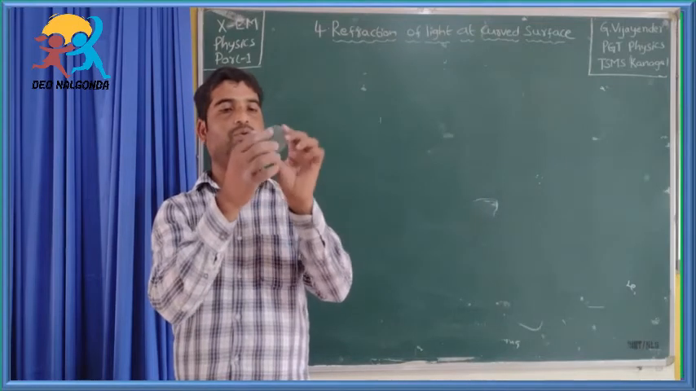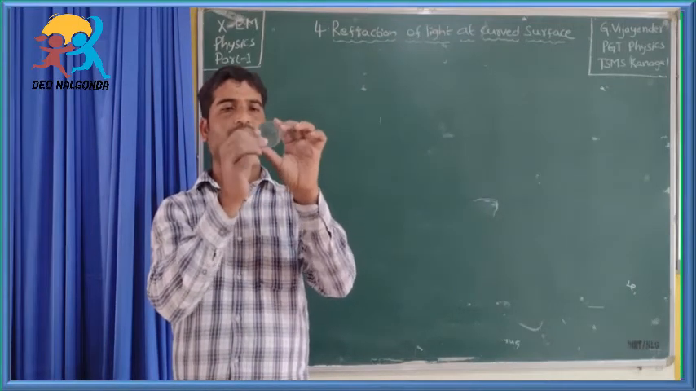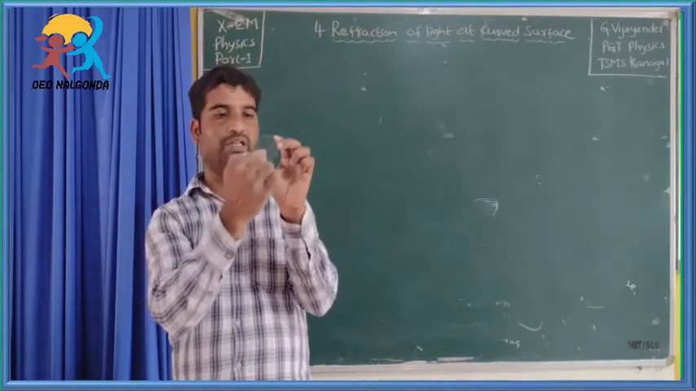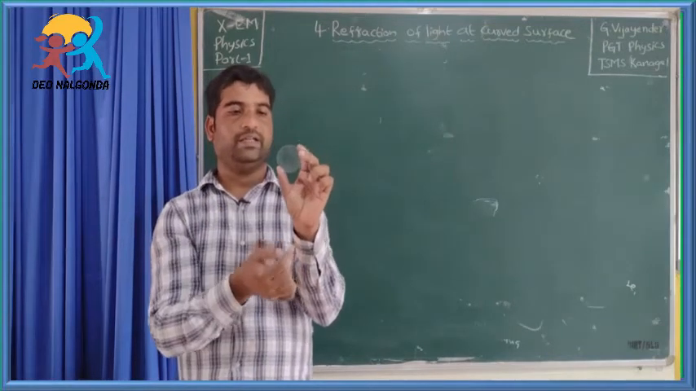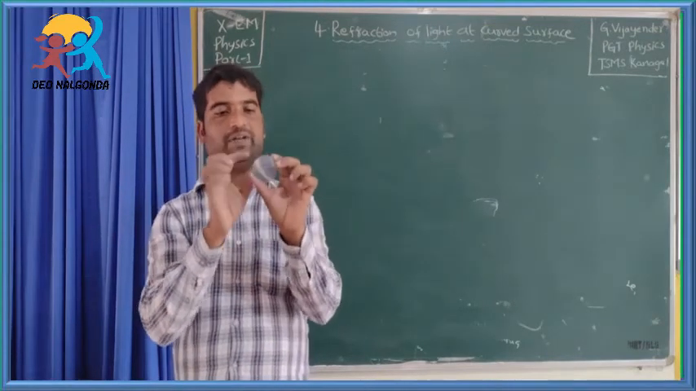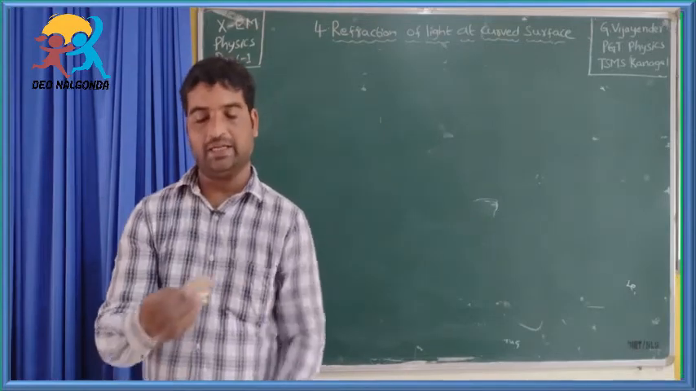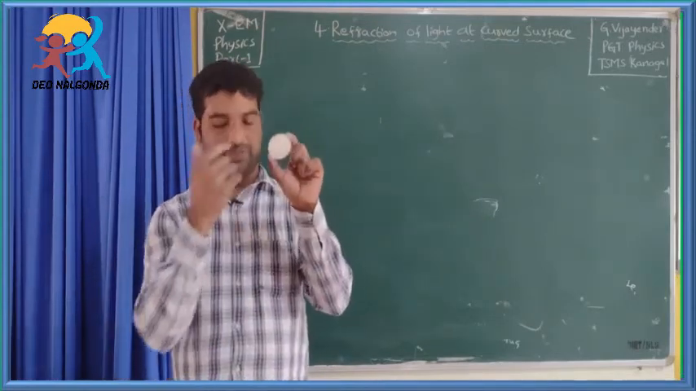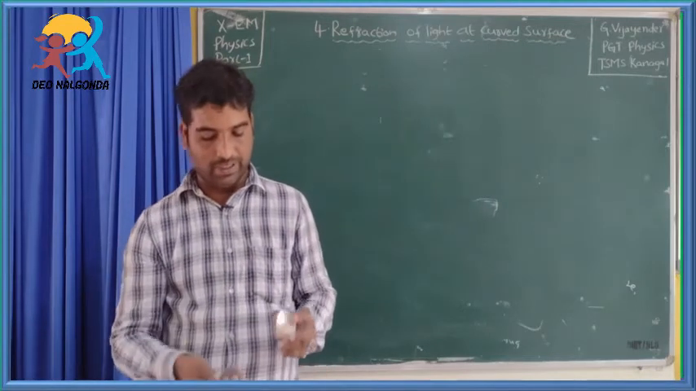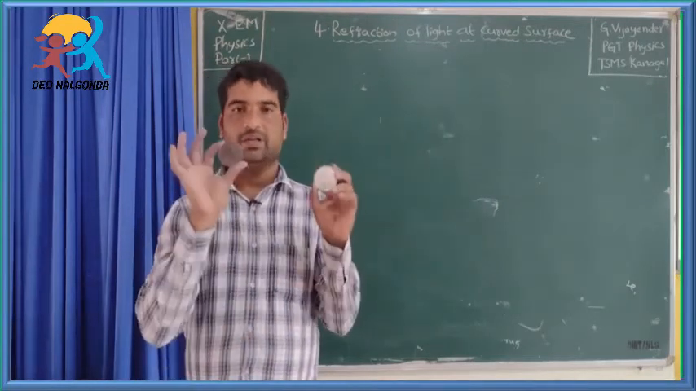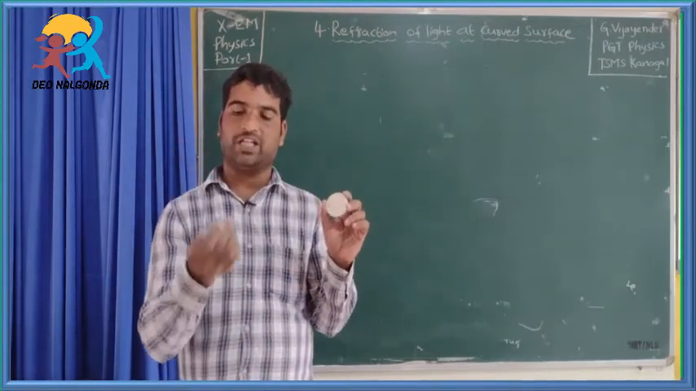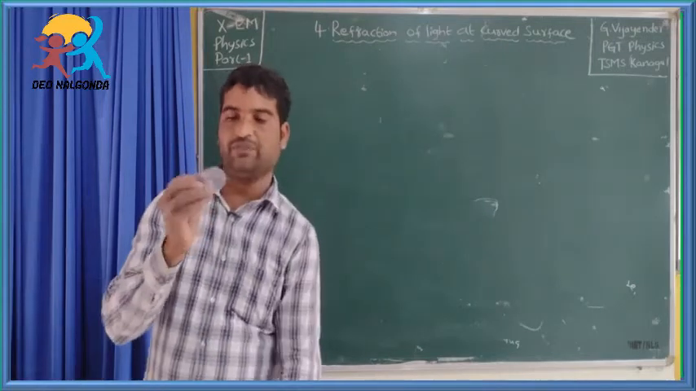which has two refracting surfaces, and it is a transparent medium. When light travels through the lens, it bends. In a lens, refraction of light takes place, but in a mirror, reflection of light takes place. The main difference is that a lens is a transparent medium which has two surfaces.